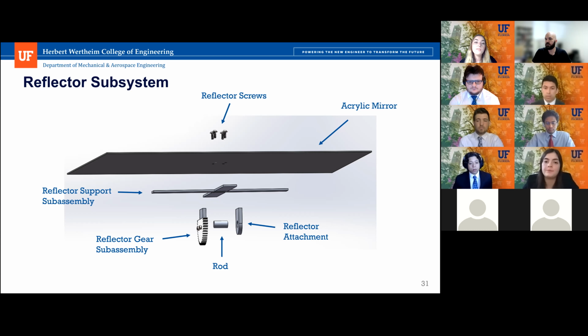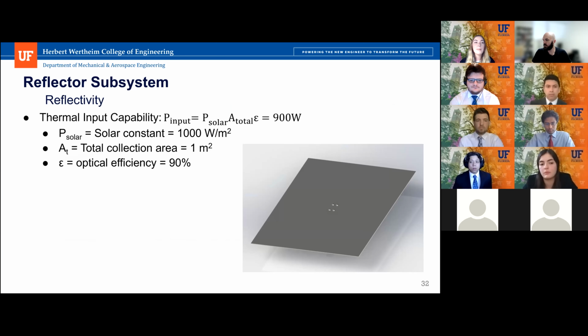And then we have an aluminum rod, which connects to another aluminum attachment, and then stainless steel reflector screws to hold everything together. On to the next slide, we have reflectivity. In terms of reflectivity, acrylic mirrors have an optical efficiency of 90%, which is very optimal. The thermal input constant can be calculated by multiplying the solar constant by the total collection area by the optical efficiency, which yields a value of 900 watts for one module.